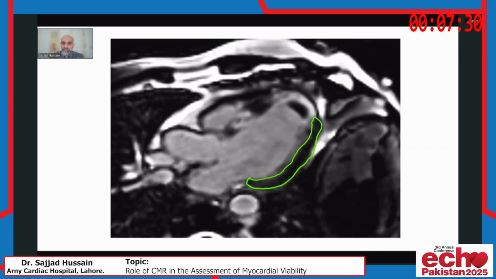Now the area marked in green is black. This is normal myocardium. And the area marked in red is bright, and this is scarred myocardium. So this is the difference, how we say that this is viable or this is non-viable. I've also marked out another blue area within the cardiac apex. This is a thrombus which has not taken up the contrast.